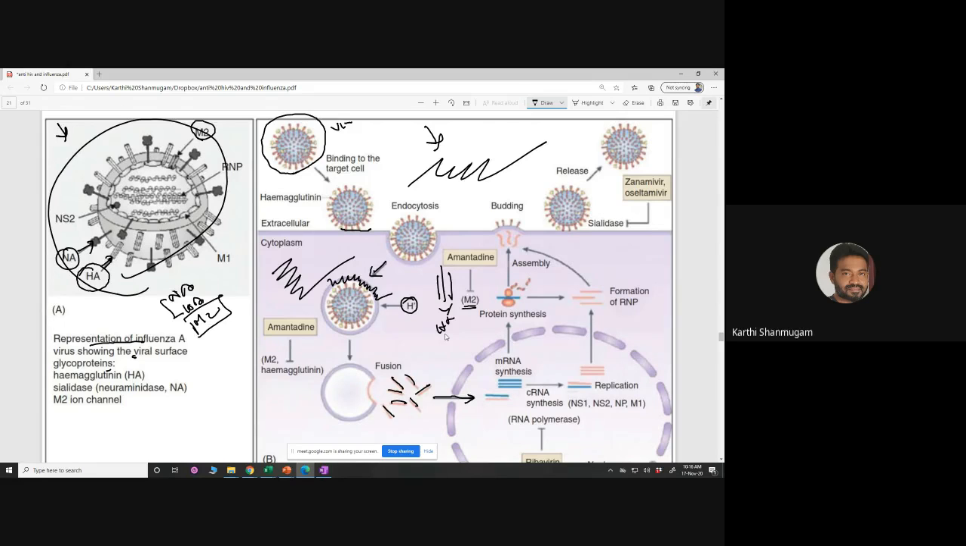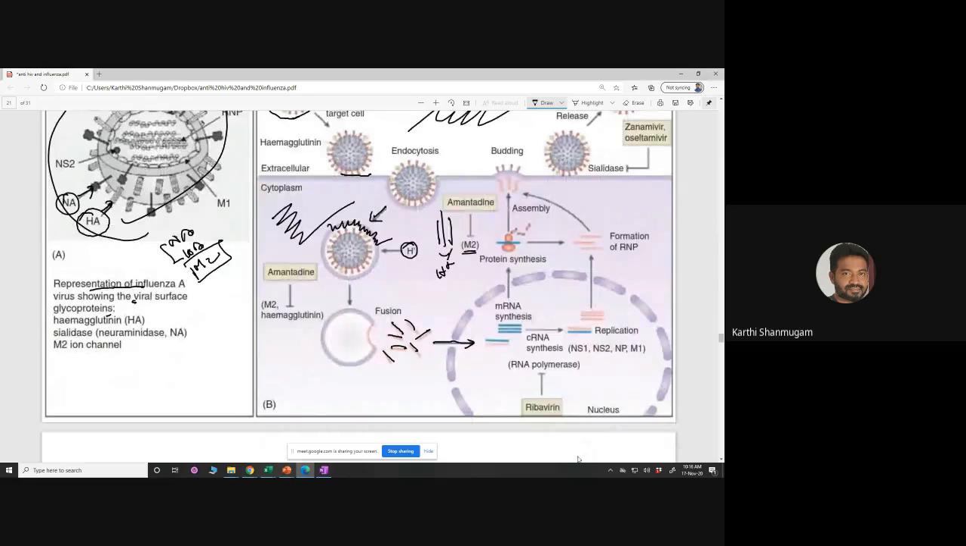So this is where the replication process takes place, and the mRNA is also synthesized here, within the nucleus. With the help of the host machinery, whatever virus particles are needed for the formation of new virus are synthesized within this region, and slowly that is released from the nucleus to the cytoplasm.